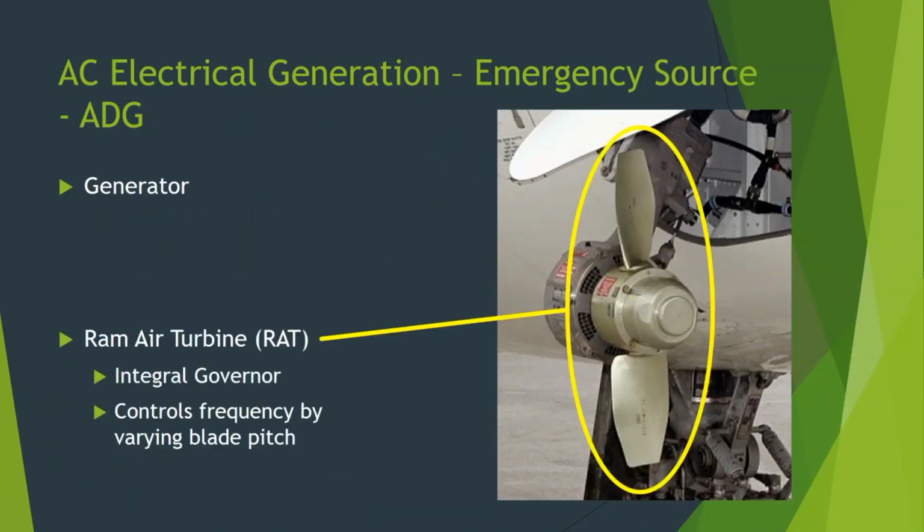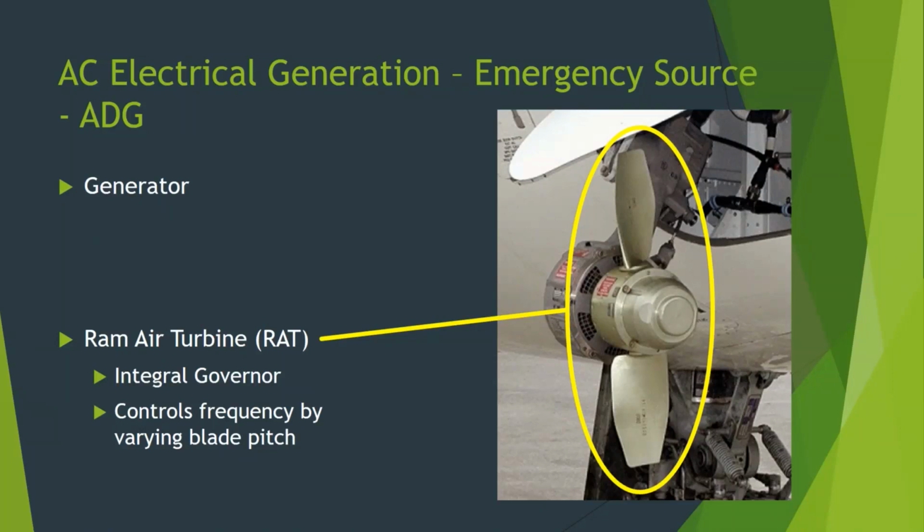And the internal governor, that's that forward dome area I was mentioning earlier, has a set of flyweights in it, which if the turbine starts to spin too fast, it can make the blade pitch finer in order to slow it down. If the turbine is spinning too slow, it can vary the blade pitch in order to increase the RPM. And so what it's trying to do is maintain a constant RPM, a constant speed, so that the generator frequency output is maintained constantly.